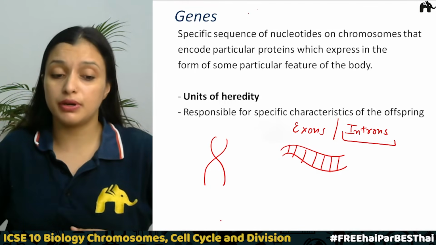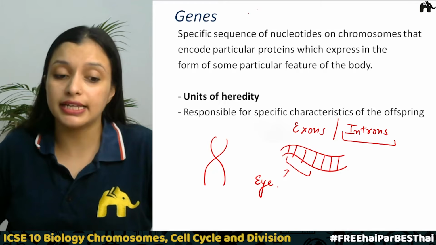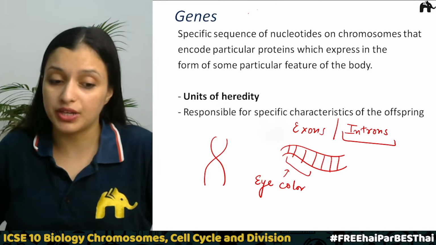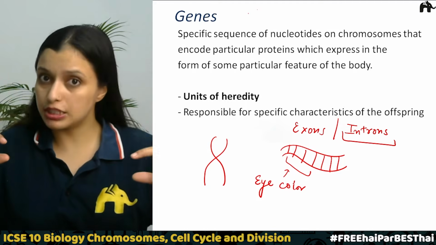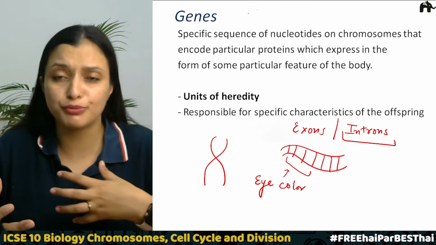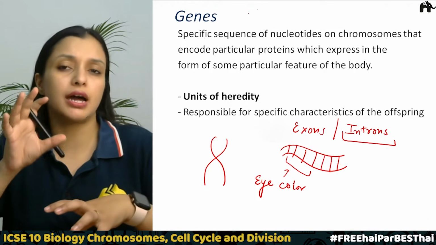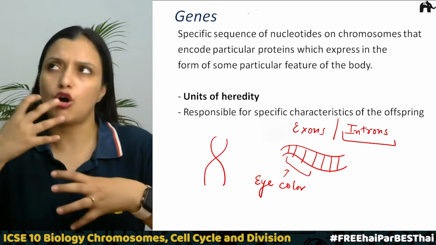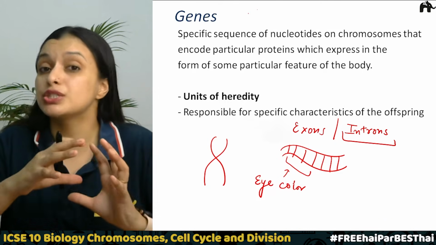So this is a DNA sequence. Just say this is the sequence of nucleotides that encodes for eye color, right? So this particular portion will form a certain protein. First it will be converted to messenger RNA, then it will form proteins, and these proteins will determine a particular color of eye, right? So this is how genes work.